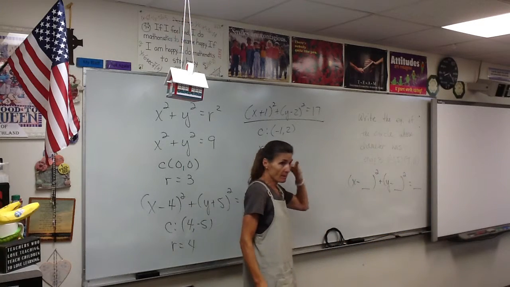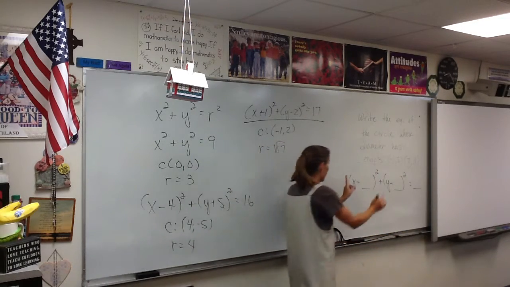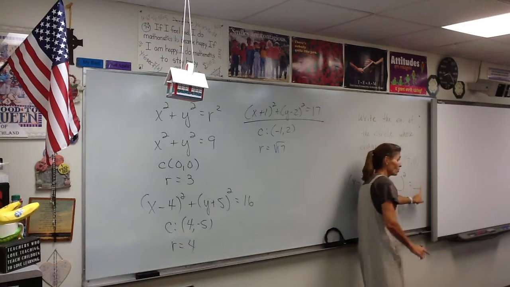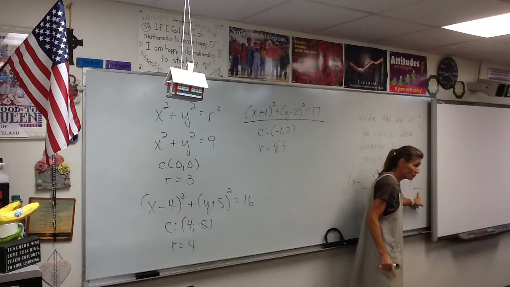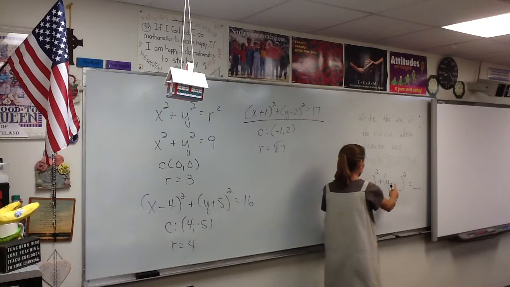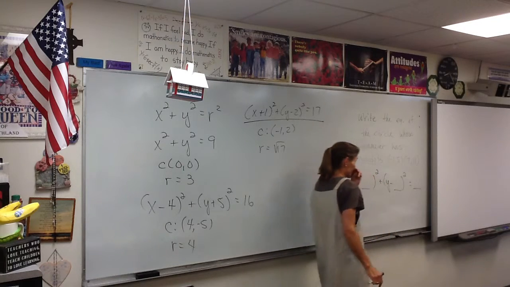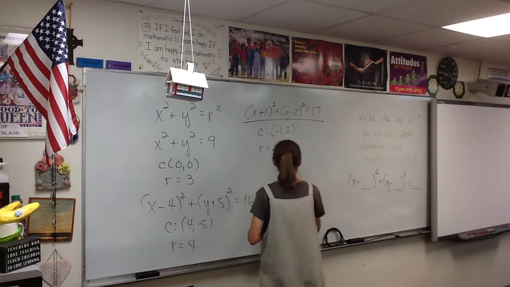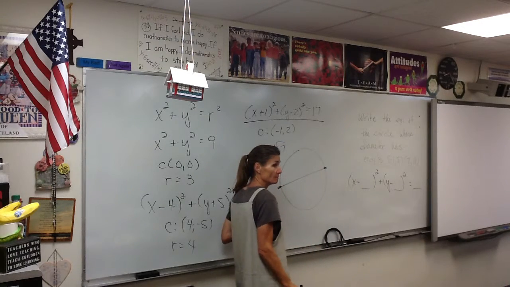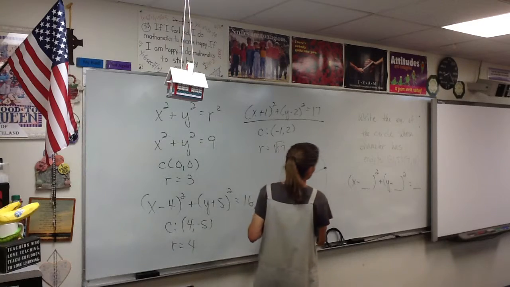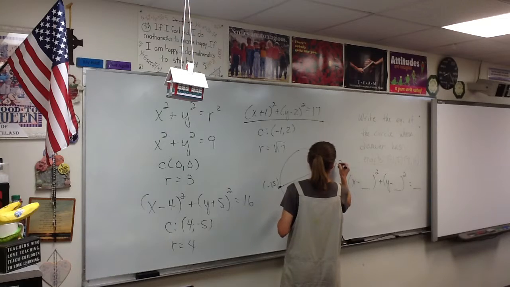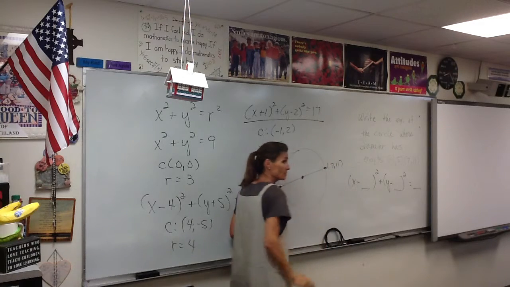Now, you talked about it, you did it last year. What's going to go in these blanks? The center. What's going to go over here? The radius squared. So somehow out of this information, you got to get the center and the radius. So let's look at the scenario. We have a diameter. Everybody remember what a diameter is? Distance across a circle. Doesn't the diameter go through the center?